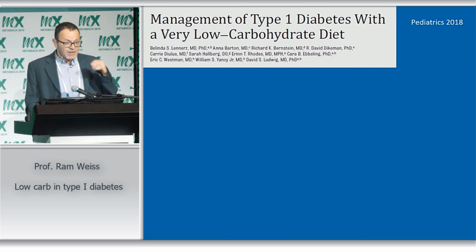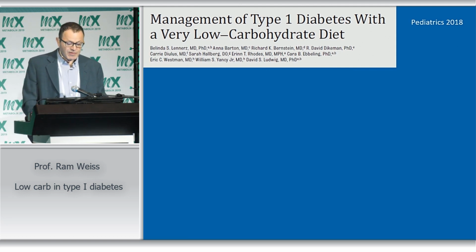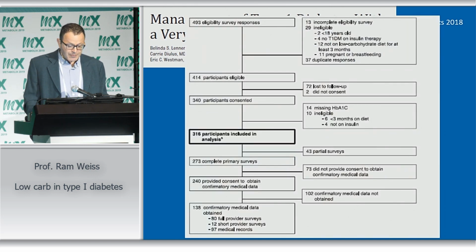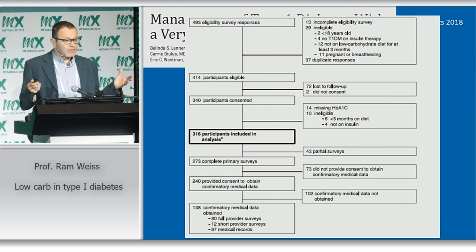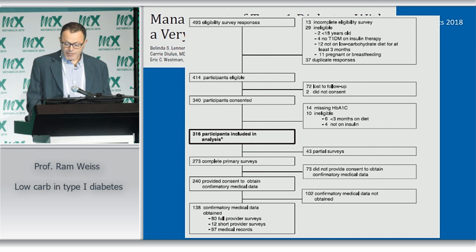Now, this is a paper that came, which received a lot of publicity from David Ludwig, who's a good friend of mine, and I think actually did the community of the low carb for type 1 at least. I think this caused more harm than good, because this paper actually went to a Facebook group of people that follow type 1 with low carb diet and sent questionnaires.